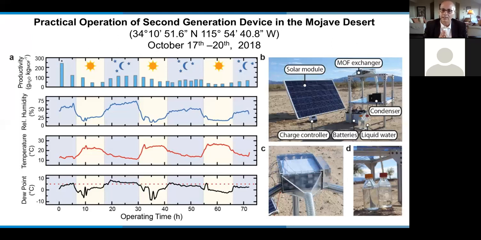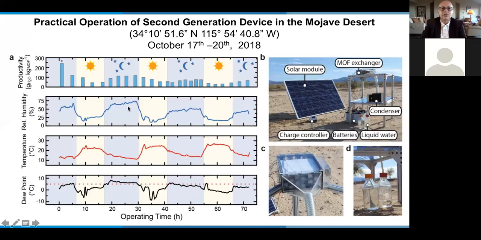So this is unlike the kilogram device that I showed you before, the box within a box. That was completely passive, no electrification, working only on ambient sunlight. In this case, this would be more electrified to allow us to do more than one cycle a day. This is the result of the experiment.